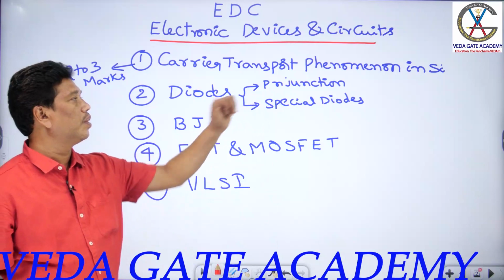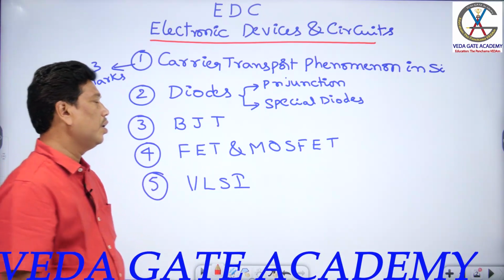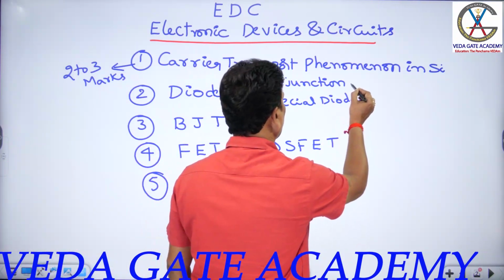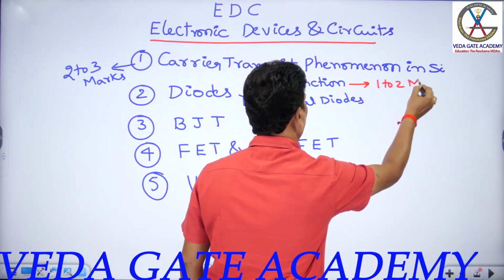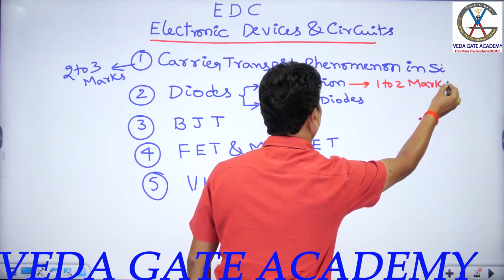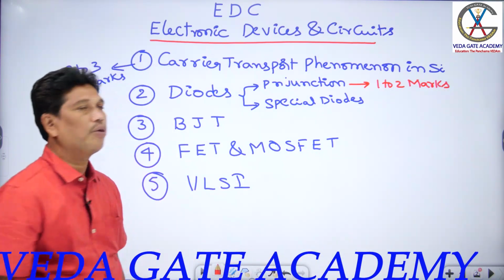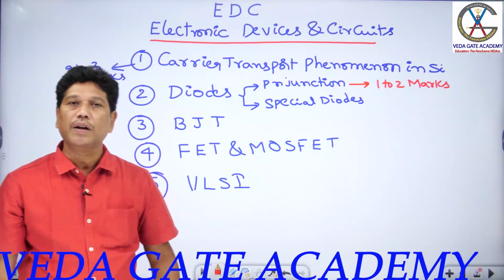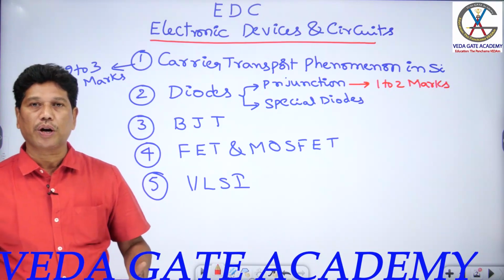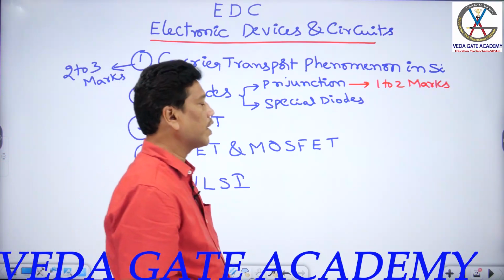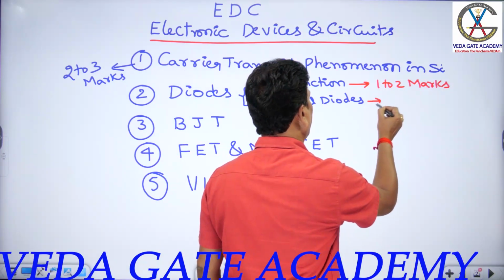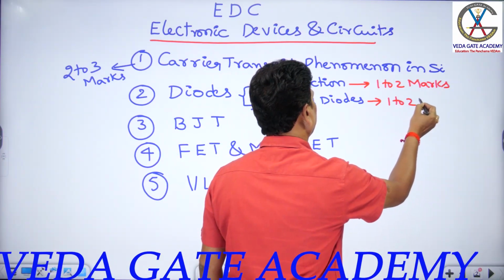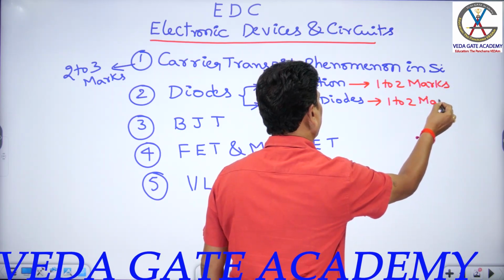In diodes, the basic PN junction theory part can carry around 1 to 2 marks. And special diodes, which I told you are LED, photodiode and solar cell, are the optoelectronic devices. That can also score around 1 to 2 marks.